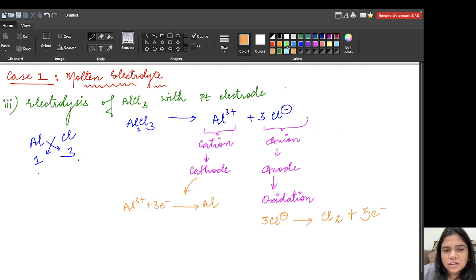So what is being generated at cathode and anode? Al and Cl2. Okay.